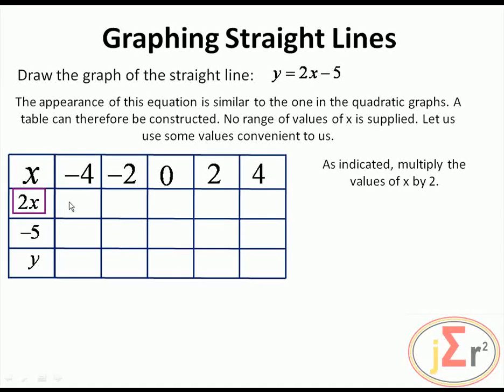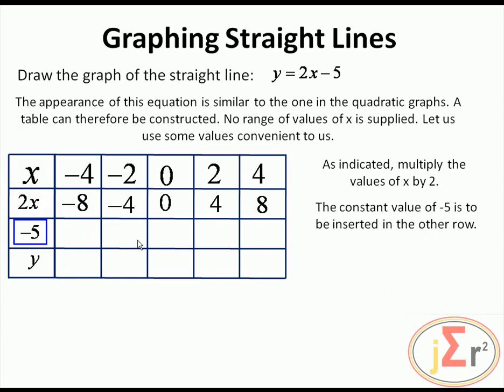So we're going to have a negative what here? Negative 8. And we're going to have twice negative 2, which is negative 4. And twice 0 is 0. Twice 2 is 4. And twice 4 is 8. Now this negative 5 is a constant. It's going to be negative 5 all the way through, as usual. So the constant value of negative 5 is to be inserted in the other row. Constant means it's the same thing throughout.